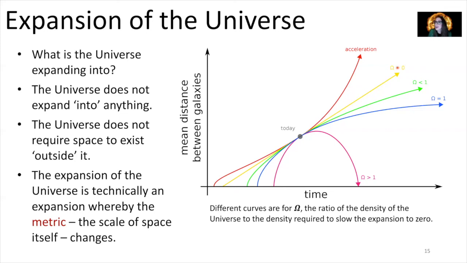In yellow is the model where we have a constant expansion of our universe, and we can draw a straight line there. And in red is an example of a universe that is not just expanding at a constant rate, but expanding at an accelerating rate. So over time, the distance between galaxies gets larger and larger.